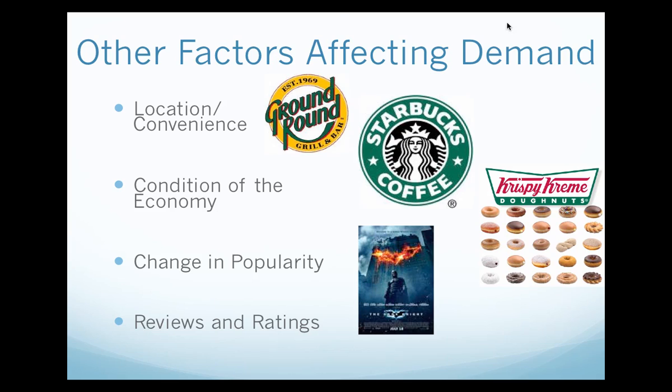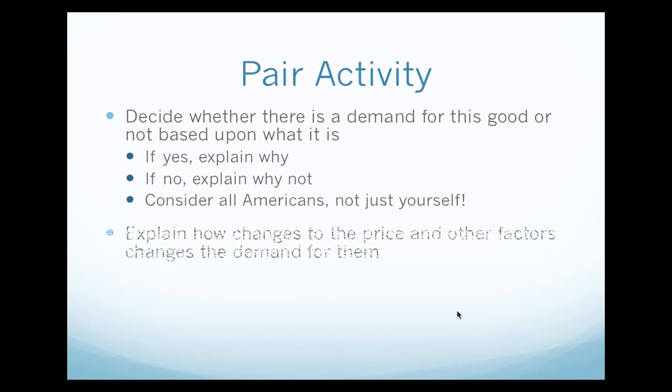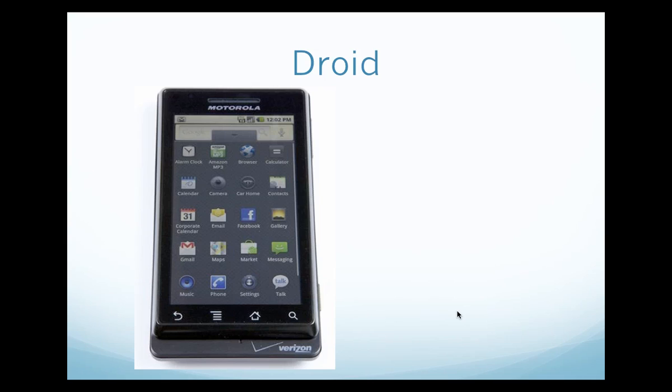These factors that are listed up here, all of these, they're affected by things that are not price. So price is the number one most important factor that affects demand, but location can affect it, the condition of the economy, change in popularity, and reviews and ratings also can have a major impact on it. Now, let's do a little bit of a review activity thinking about this. Now, I'm not going to get into all the details there. Basically, I just want you to tell me, what do you think is going to happen to the demand for a product when we talk about some of these situations occurring?